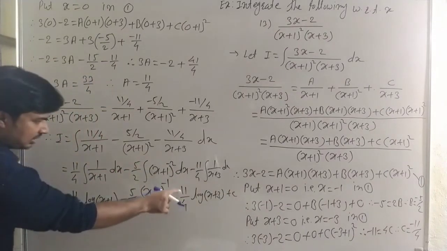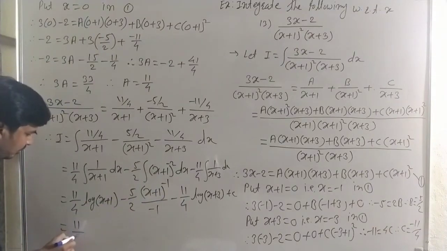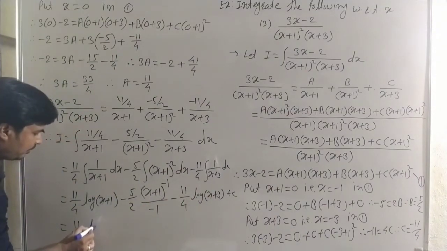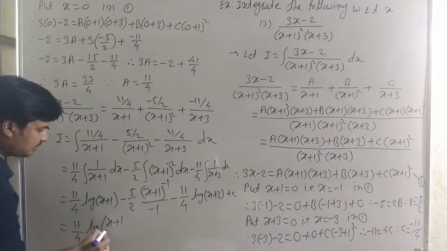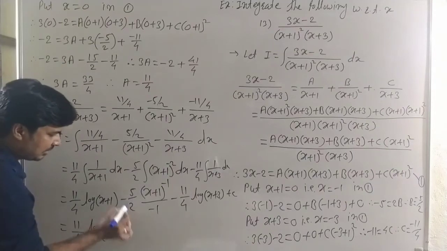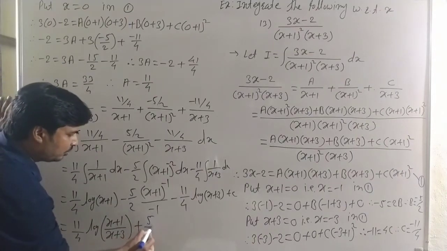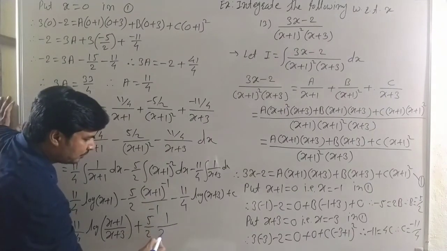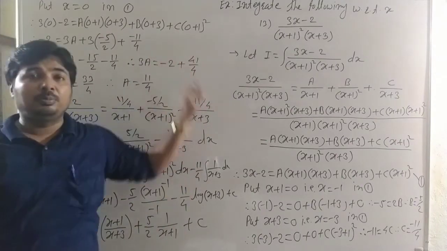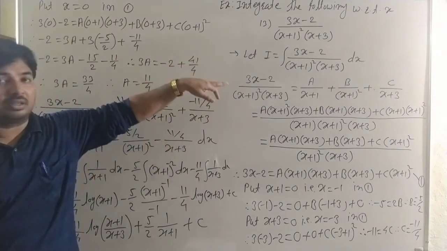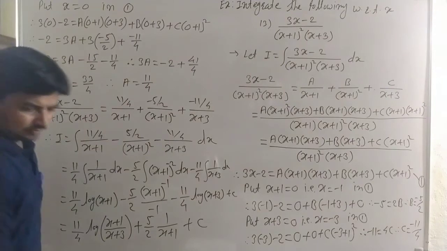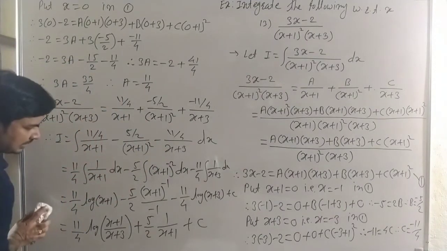Now the first and third terms, we can take 11 upon 4 common, and then it is log of x plus 1 minus log of x plus 3. Use the property of logarithm: log of x plus 1 upon x plus 3, and here minus minus is plus 5 by 2 into 1 upon x plus 1 and plus c. This is the last answer. See carefully, these are repeated linear factors. There are 3 factors, 2 are repeated and one is a separate linear factor. Okay, see carefully this. Now the next example.